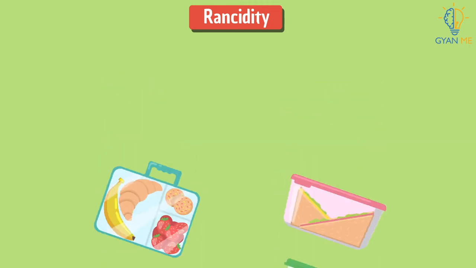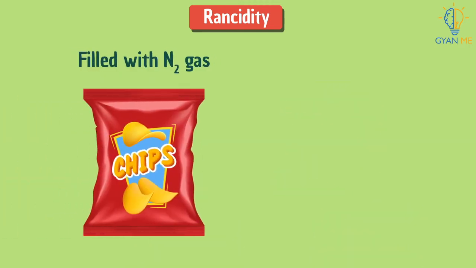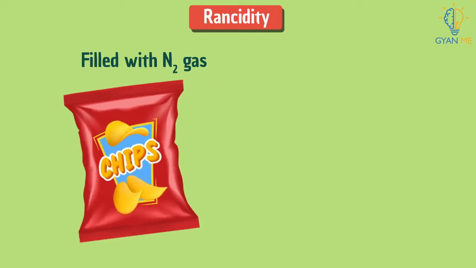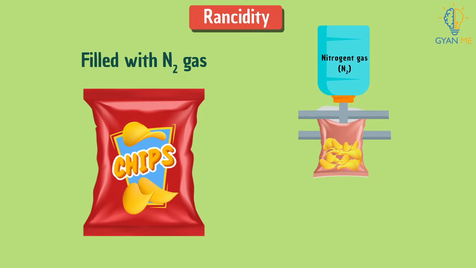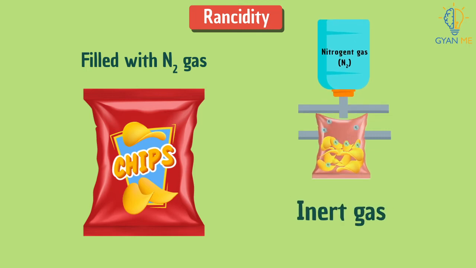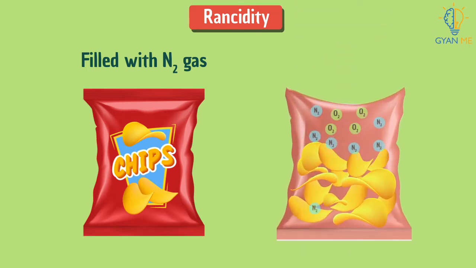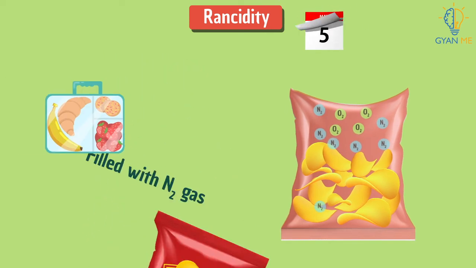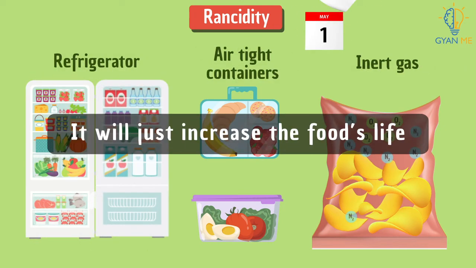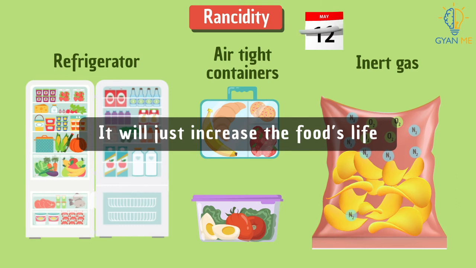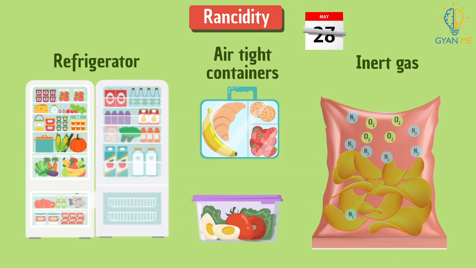Do you know why chips manufacturers usually fill the chips packets with nitrogen gas? Nitrogen is added during packaging because here it is used as an inert gas. It does not allow oxygen to react with chips. This slows down the speed of oxidation reaction and hence increases the storage time for chips. Here, please note that whichever method we use to prevent rancidity, it will just increase the food's life. After some time, they will definitely go bad.